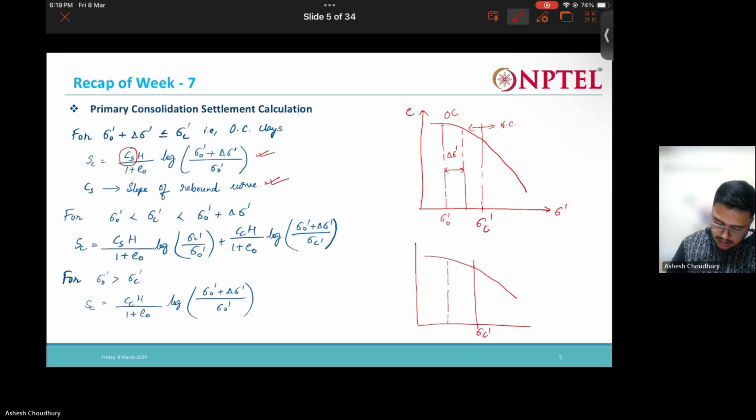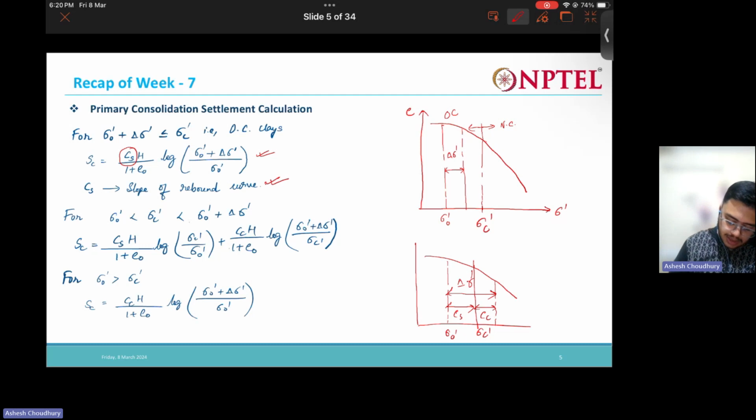This is by sigma naught, and the second stage is actually here. So this is the delta sigma bar. Okay, so initially I start from the over consolidated state, but then I cross the pre-consolidation stress and then enter into the normally consolidated state. So first in this portion we will be using CS, and in this portion we will be using CC. Okay, CC is nothing but the compression index, right?